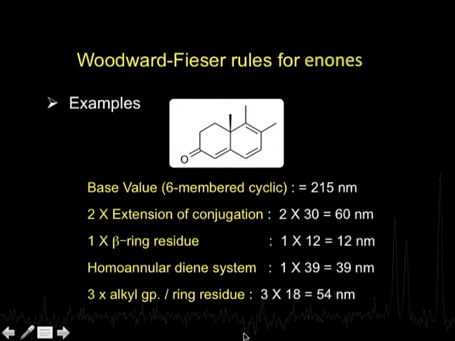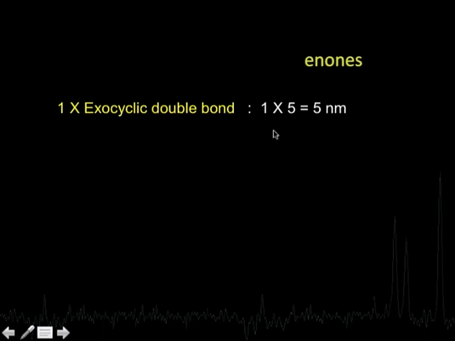In addition to this, there are 3 double bonds here. Out of these 3 double bonds, this one is exocyclic to this ring, so this will also contribute, by a value of about 5 nanometers. If I add them all together, the calculated value for this molecule happens to be 385 nanometers.